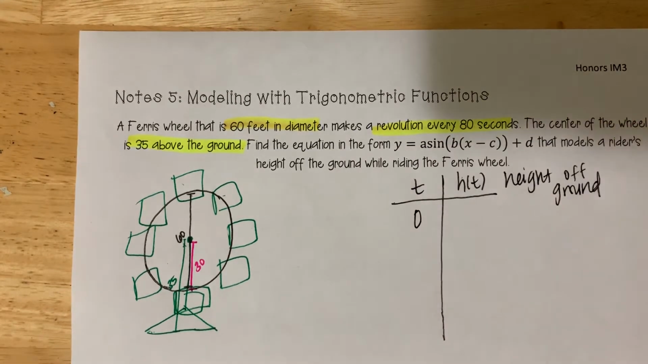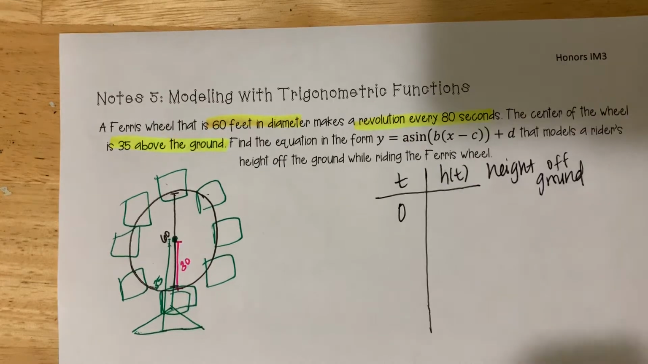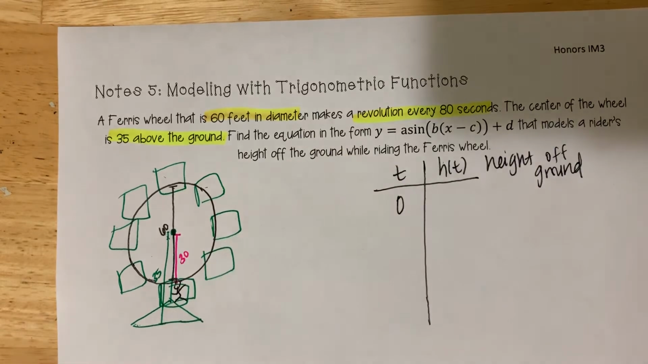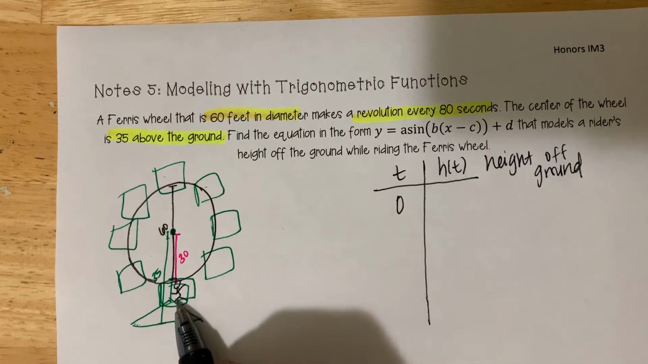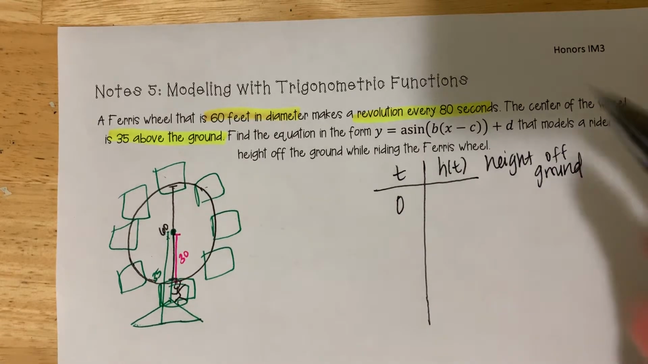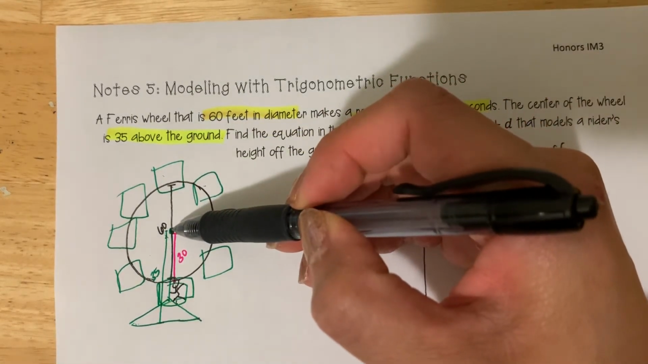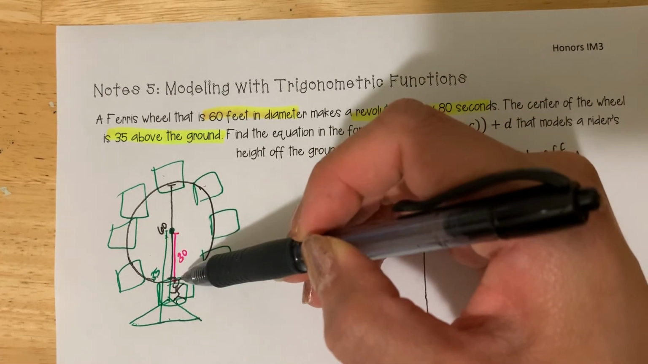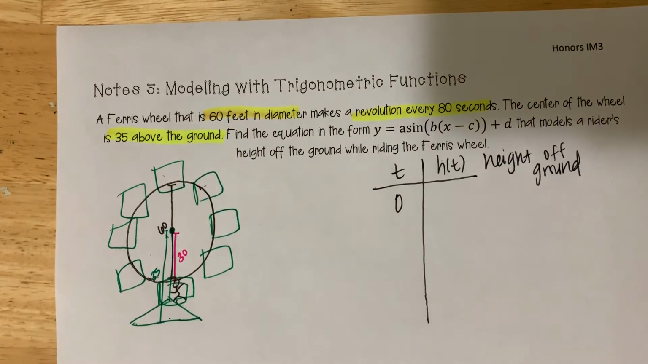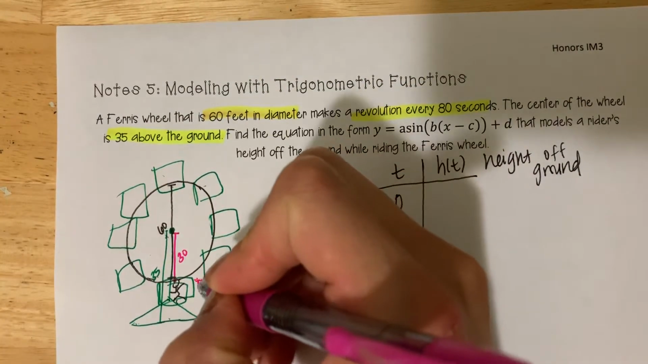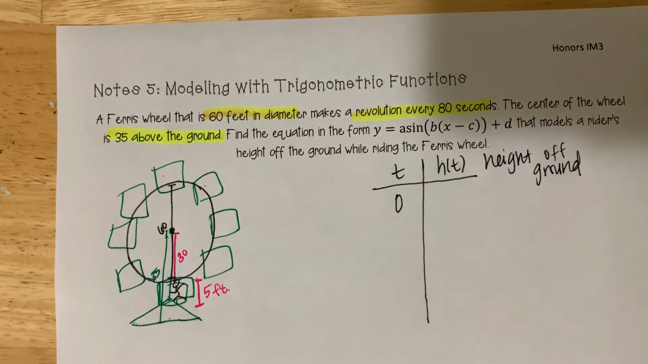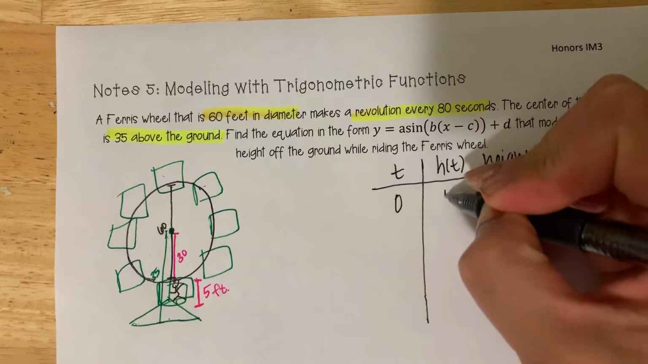So at time 0, which is the initial time, you walk up and you get into this basket here. When you're in the first basket, you are now 5 feet off the ground, because it said from the center to the ground it was 35 feet, right? And then the radius of the Ferris wheel is 30. That means that this height right here has to be 5 feet. So if you walk up and sit in the basket, you are 5 feet off the ground.